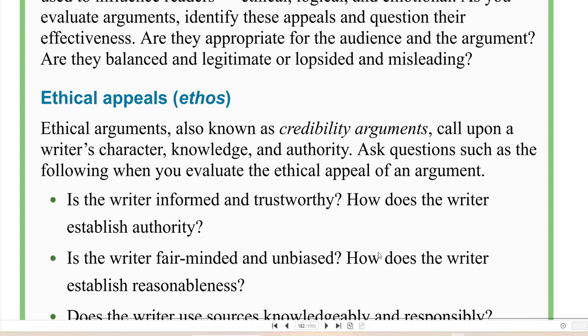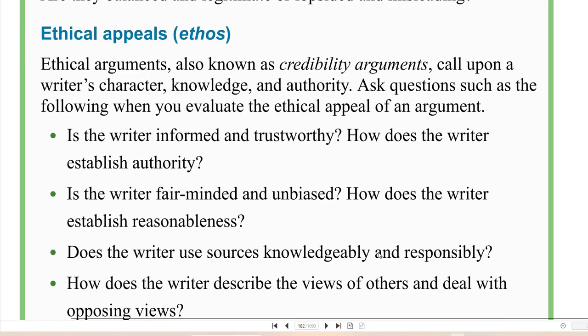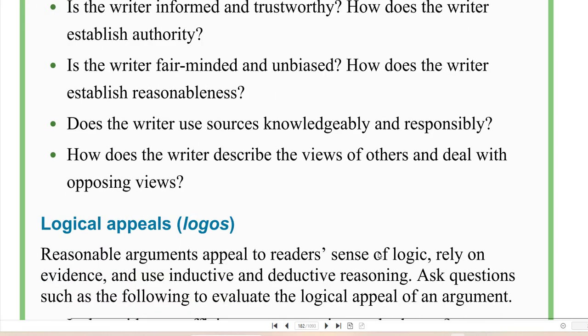Ethical appeals, ethos. Ethical arguments, also known as credibility arguments, call upon the writer's character, knowledge, and authority. Ask questions such as the following when you evaluate the ethical appeal of an argument. Is the writer trustworthy? Is the writer fair-minded and unbiased? Does the writer use sources knowledgeably? How does the writer describe the views of others?